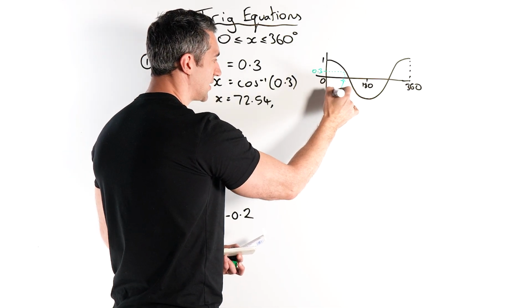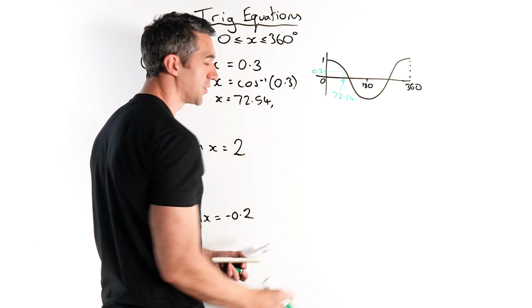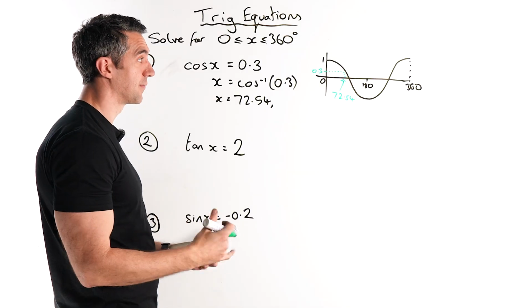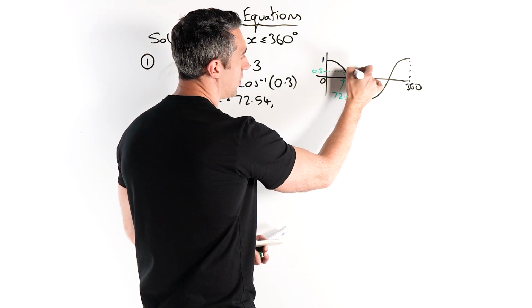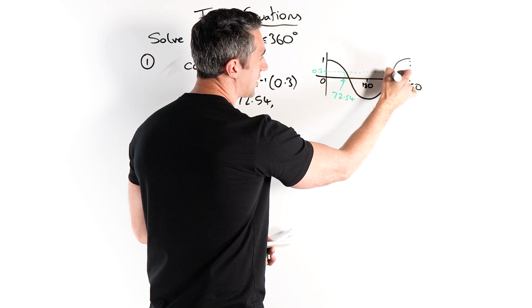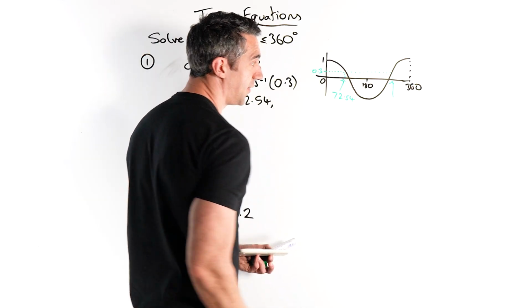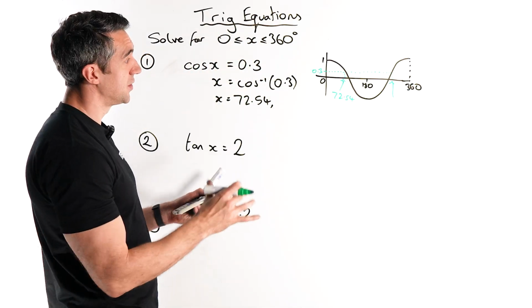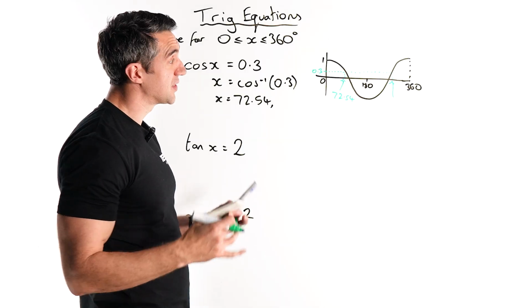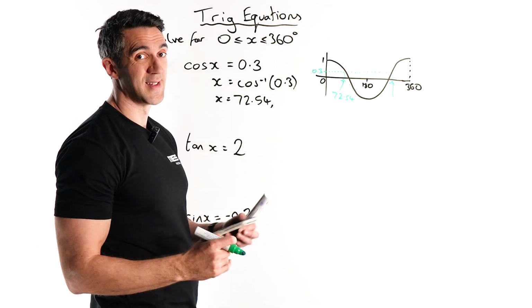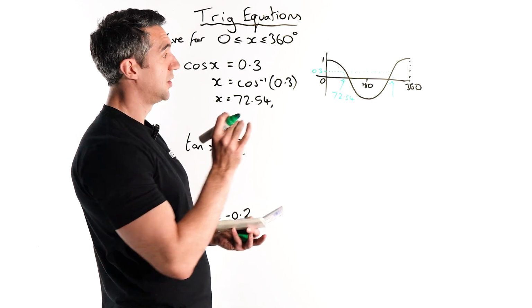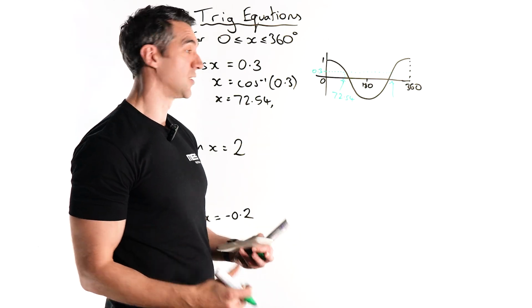Okay, so here is the 72.54. So we know that solution. We're looking for the other one. So if we trace that line across to where it meets our curve for a second time, we would like to find that solution. So the idea of the sketch is we're trying to spot where the symmetry of our cos graph is and how we can then use that and the 72.54 to find our next solution.